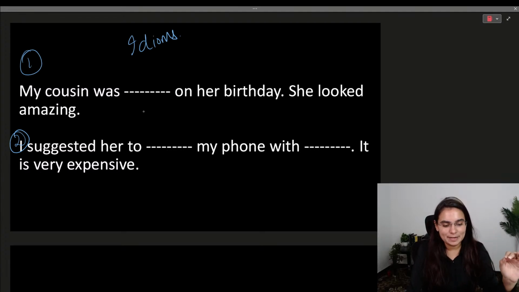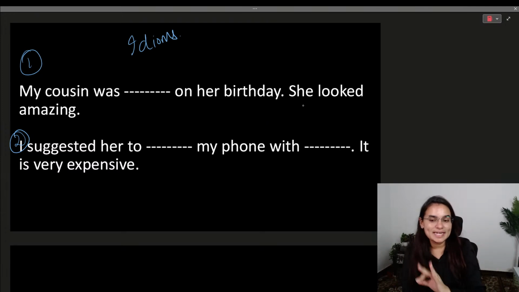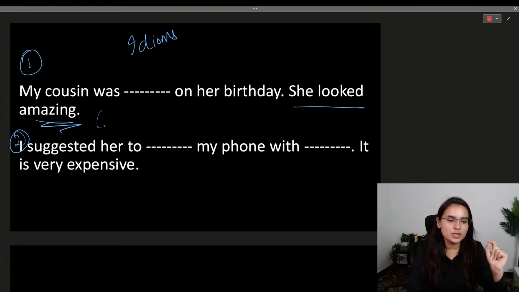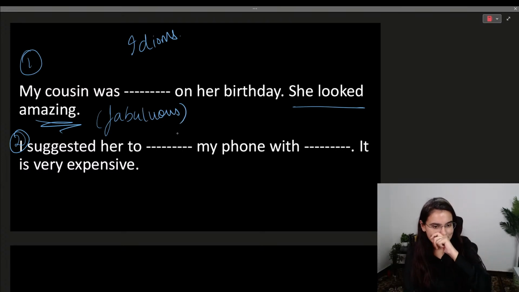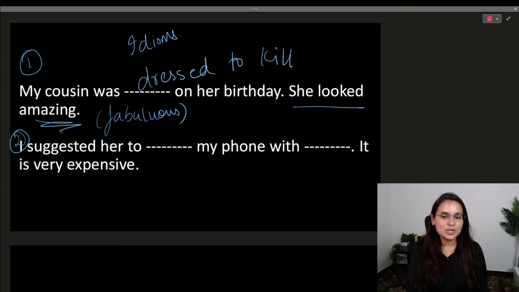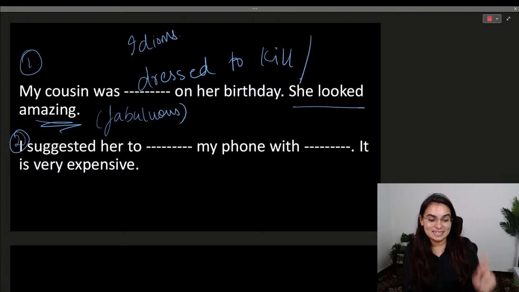She looked amazing. My cousin was dash on her birthday. It has something to do with her looks. That's why we have mentioned she looked amazing. She looked fabulous. She looked any other word that you can think of. Wow, Mehendi, wow. This is amazing. You're guessing the answers right away. Yes, that's correct. Dressed to kill. My cousin was dressed to kill or dressed to the nines. There were 2 idioms that we discussed about it.